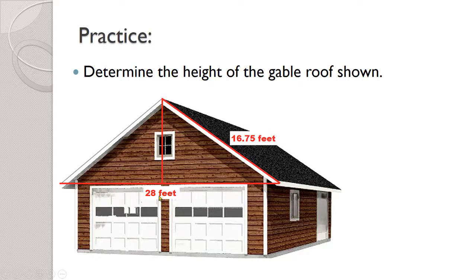Now note that 28 is not the side of this triangle. 28 is all the way across the roof, so you're going to need to take that into account. All right, go ahead and do that and unpause to see the solution, and we'll wrap this up.